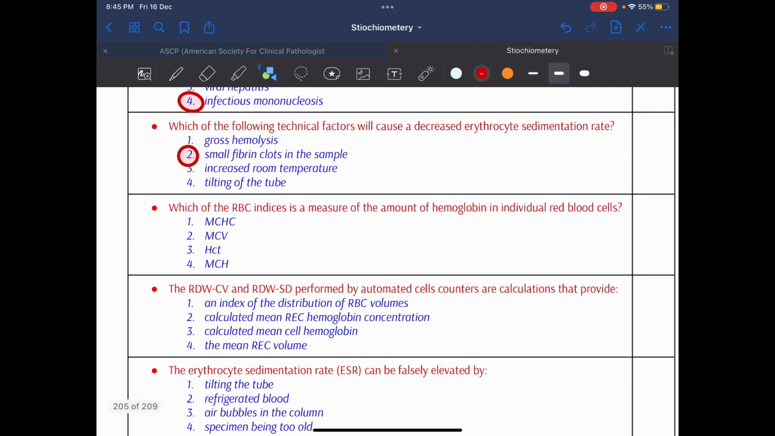Next question. Which of the RBC indices is a measure of the amount of hemoglobin in individual red blood cells? MCHC, MCV, hematocrit, MCH. The correct answer is 4. MCH.